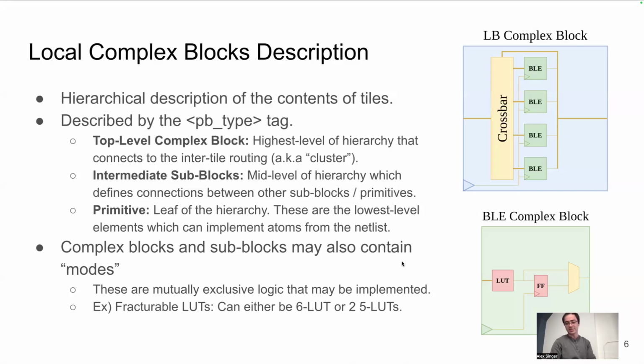And how you would look at this is you'd see a box here that would have that mode, and you can say it's either going to be a 6 LUT or it's two 5 LUTs with the connections all set up. I'm not going to cover that anymore because modes are really complicated. If I end up making another one of these videos, I will go into the more detailed aspects like modes. Are there any questions though on the local complex block descriptions?